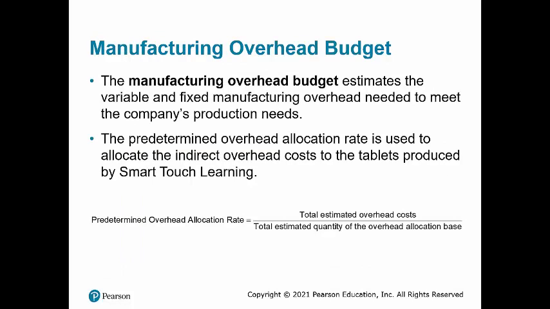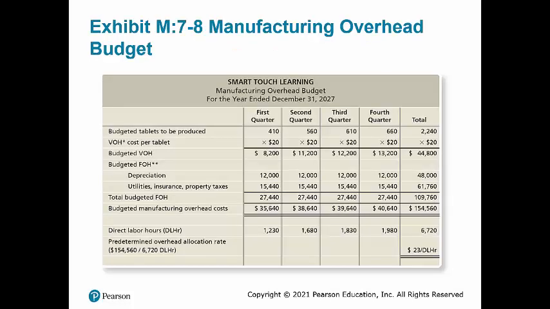Again, the manufacturing overhead will include the variable and fixed manufacturing overhead for the production of the tablets. We will have to calculate a predetermined overhead allocation rate by using the total estimated overhead cost in the numerator and then the total estimated quantity of the overhead allocation base in the denominator. This slide shows the manufacturing overhead budget.